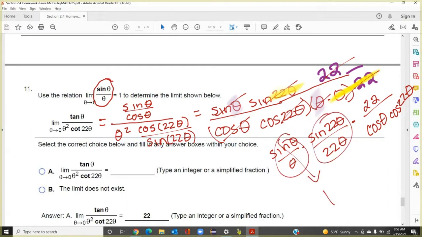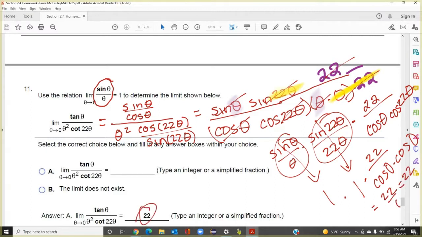This one goes to 1. This one goes to 1. And then over here, we have 22 over cosine 0 times cosine 0, just plugging in the 0, which gives me 22 over 1, which is 22. So pretty cool. All right, so that is the end of 2.4 homework.